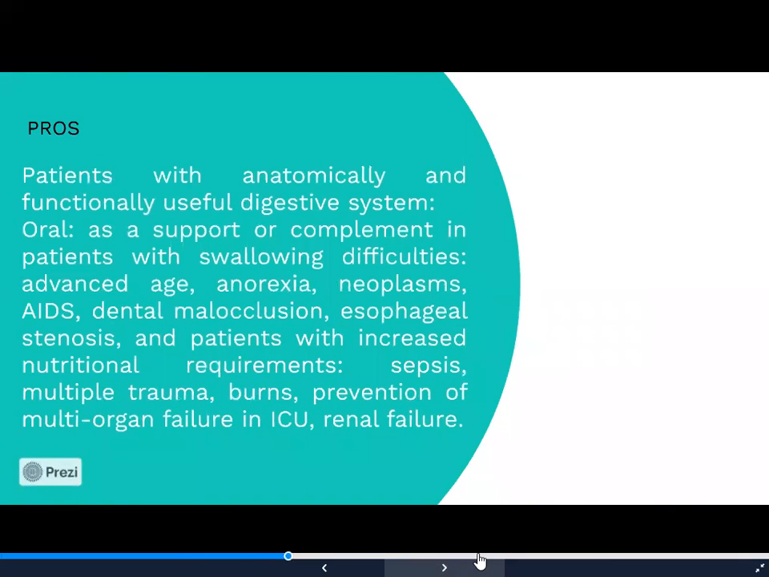Pros and cons. Pros: the patient with an anatomically and functionally useful digestive system. It aids as support or complement in the patient with swallowing difficulties, anorexia, neoplasm, IBD, dental malocclusion, esophageal stenosis. Also in patients with increased nutritional requirements: multitrauma, burns, prevention of multi-organ failure in the ICU, and renal failure.